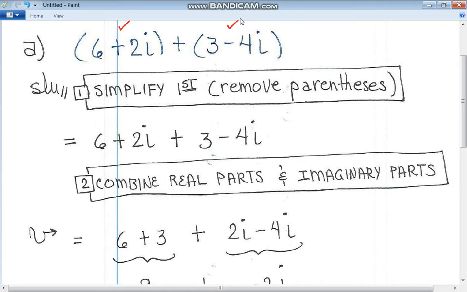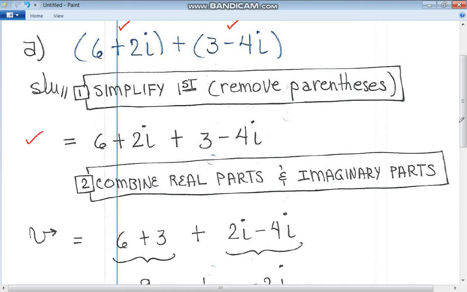You see, it's okay to have that minus there because we're adding a negative 4i. That's cool with just a minus. Step 1, the first thing we're going to do is get rid of the parentheses. Since there's the invisible plus sign in front of the first and the actual plus sign in front of the second complex number, all we have to do is essentially drop the parentheses. So that takes us here: 6 plus 2i plus 3 minus 4i.